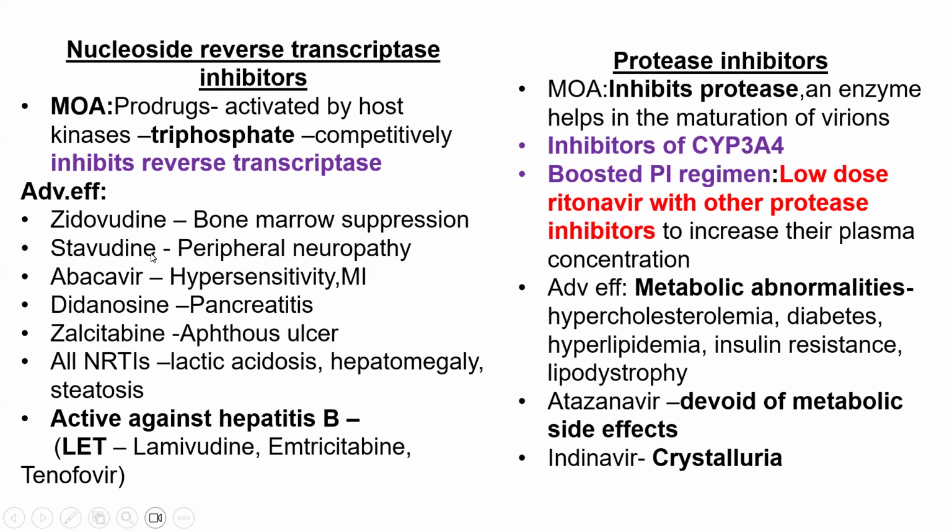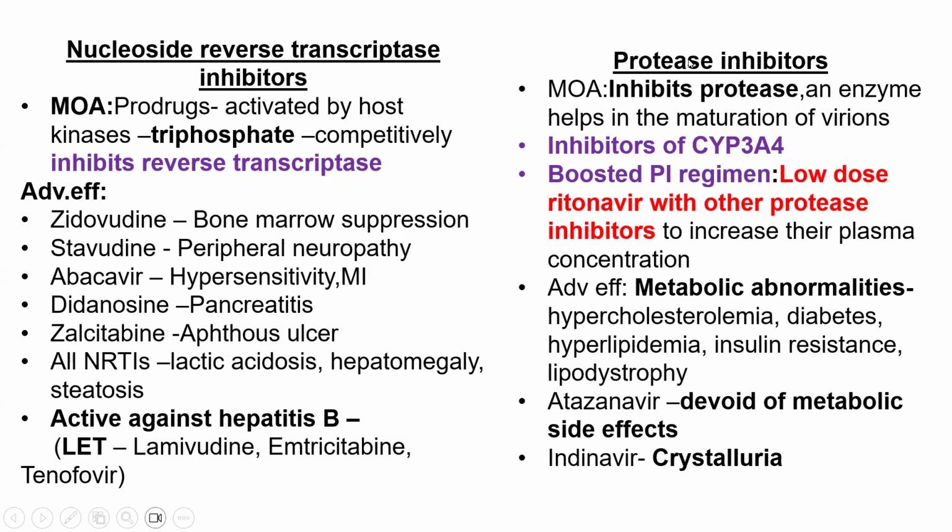Okay. So this adverse effect mechanism is common. All the drugs convert into a triphosphate form and inhibit the reverse transcriptase. From the name itself, you can write the mechanism. Okay, so inhibitor of reverse transcriptase. And the drugs among NRTIs which are active against hepatitis B, remember the mnemonic LET, L-E-T: lamivudine, emtricitabine and tenofovir.